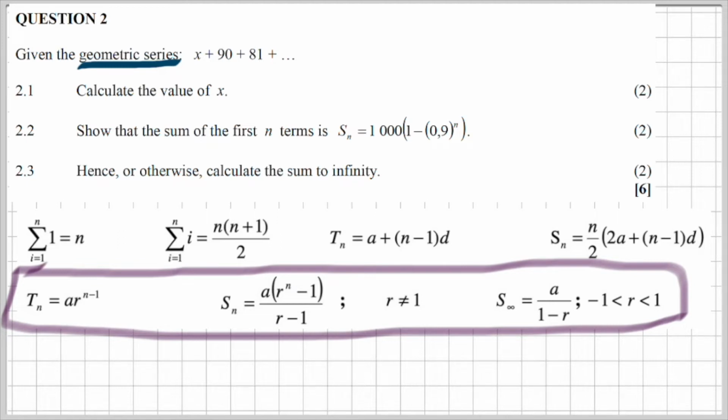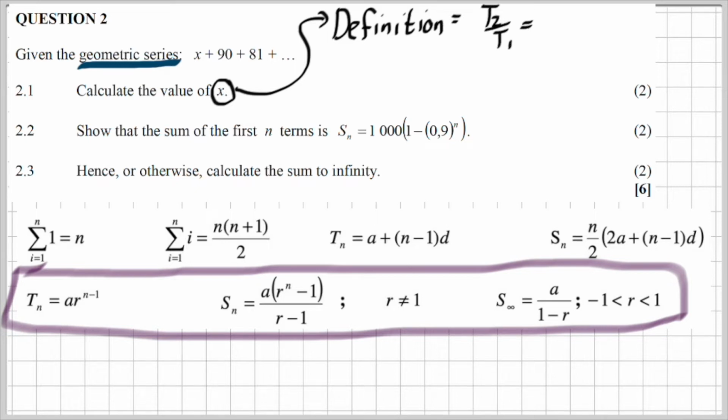Remember those. Before we actually answer the question, let's quickly talk through questions 2.1, 2.2, and 2.3. Question 2.1, calculate x. The moment that I hear calculate x, I go to definition. The definition of a geometric series is what? T2 over T1 equals T3 over T2. Once I get that, I can substitute in and solve. But let's wait a bit with that now.